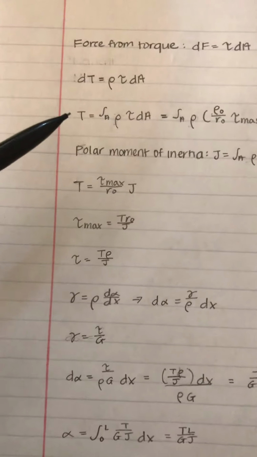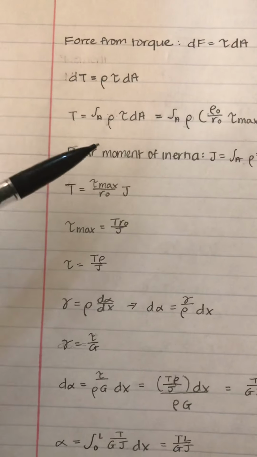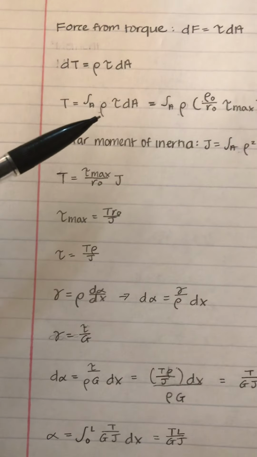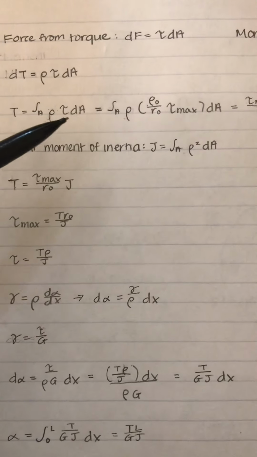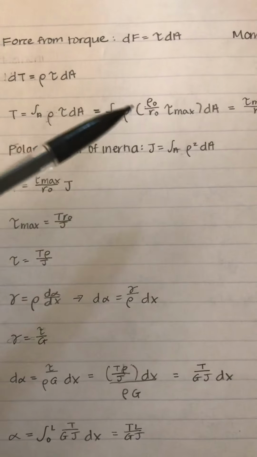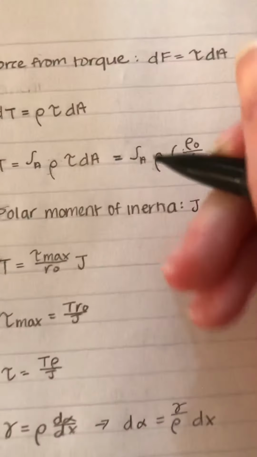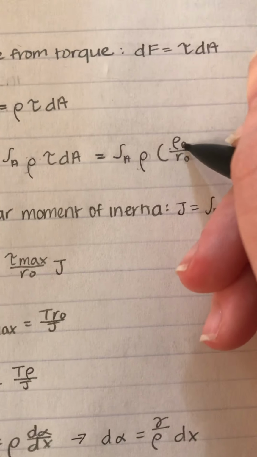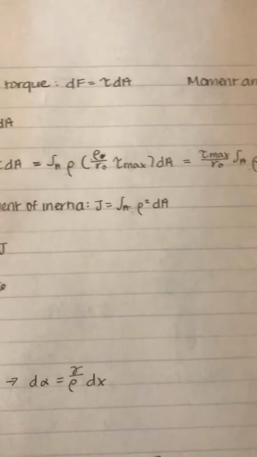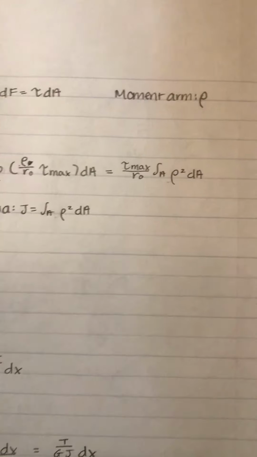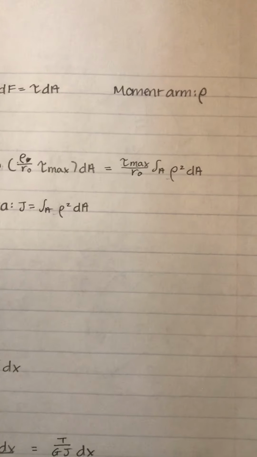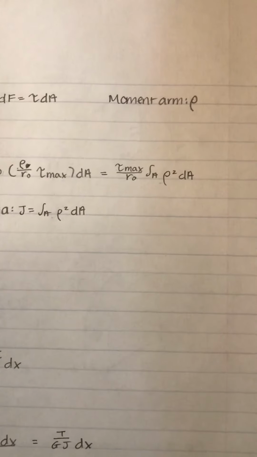So now if we integrate this equation, we get torque is equal to the integral over A of rho tau dA. And then if we plug in the equation for tau from before, it's just rho over RO tau max times rho dA. And then you can pull out the tau max over RO because that's a constant, and you're left with rho squared dA in the integrand.